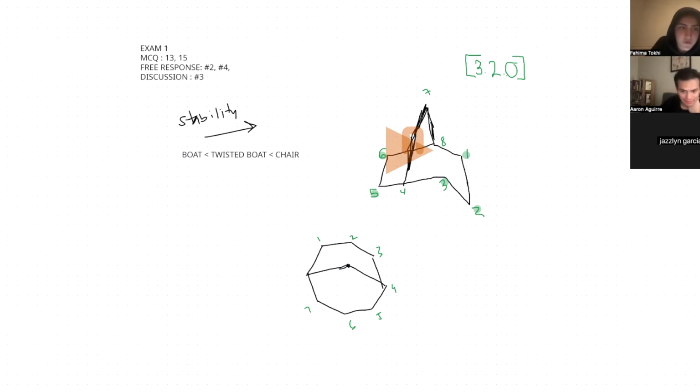Okay. So for this one, let me change my color. In total, you have eight carbons: 1, 2, 3, 4, 5, 6. You have eight because you have one right here, one right here, including the one in the middle.